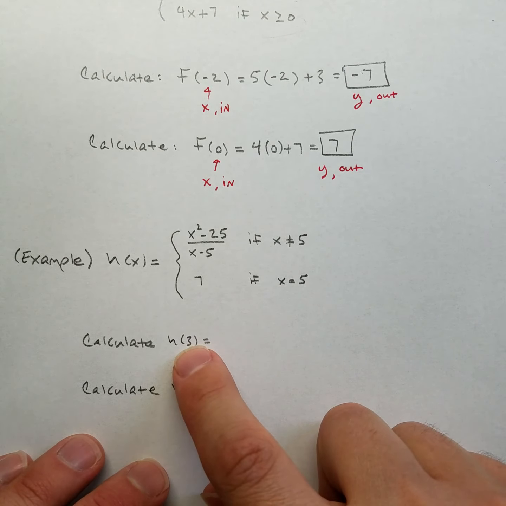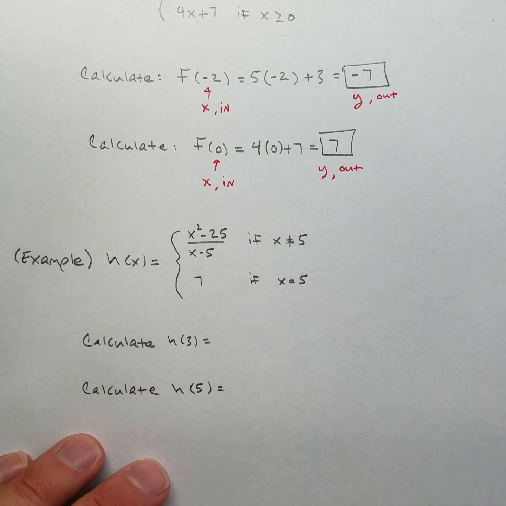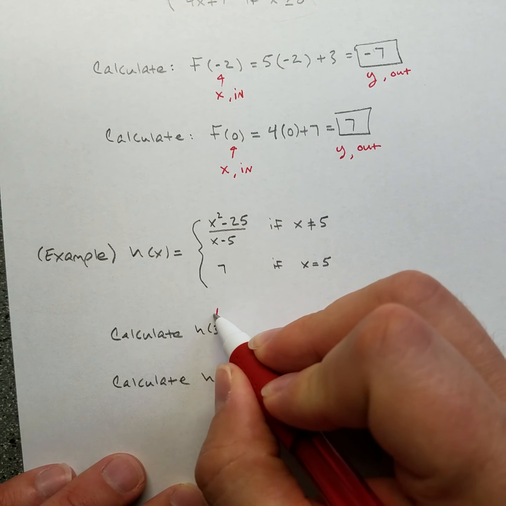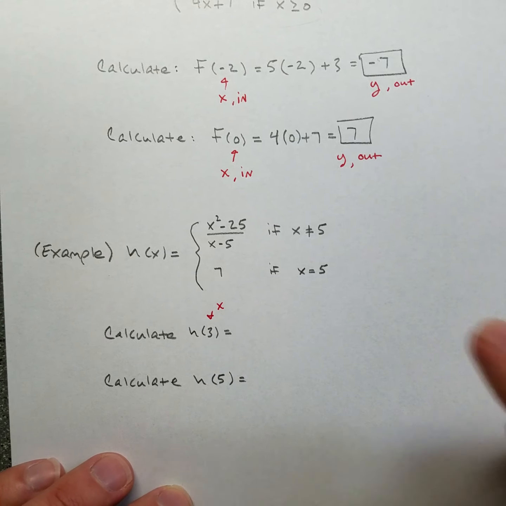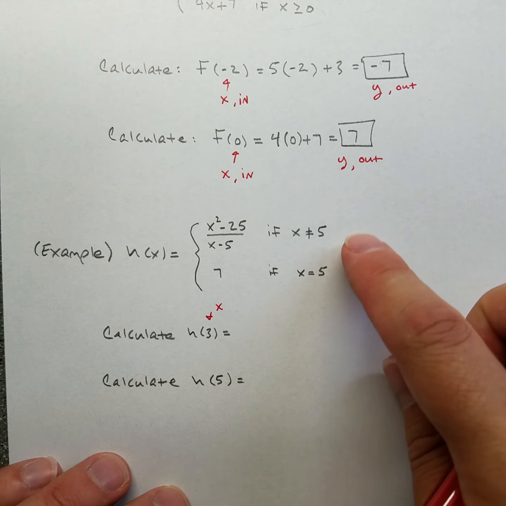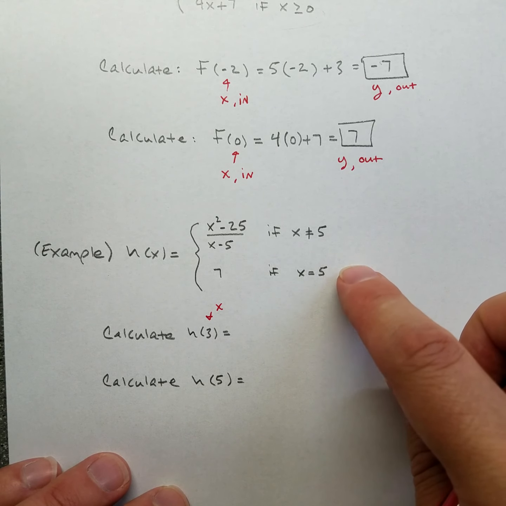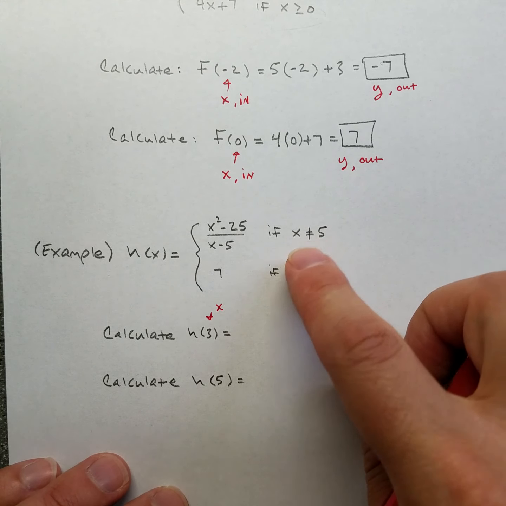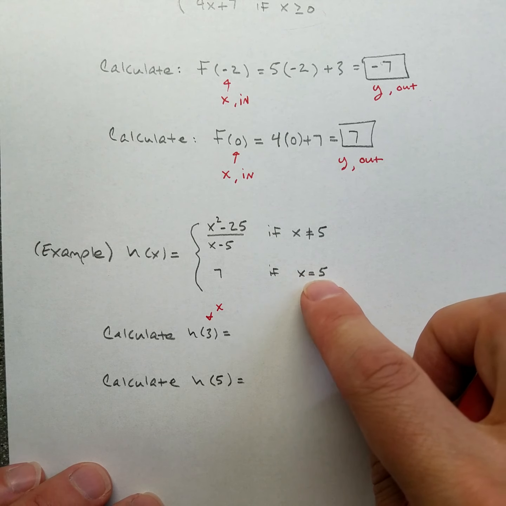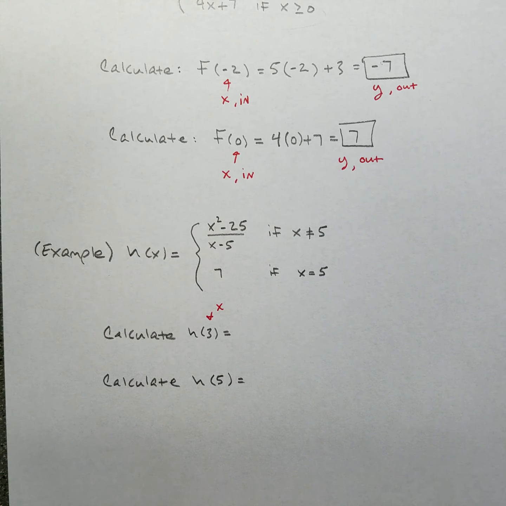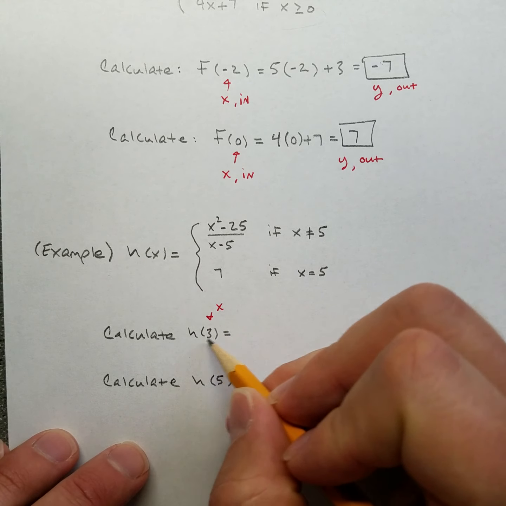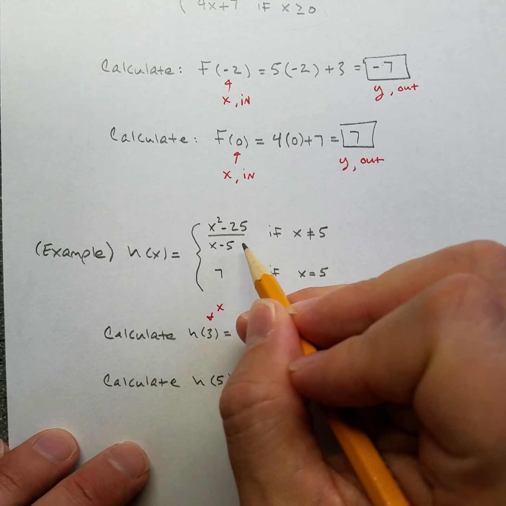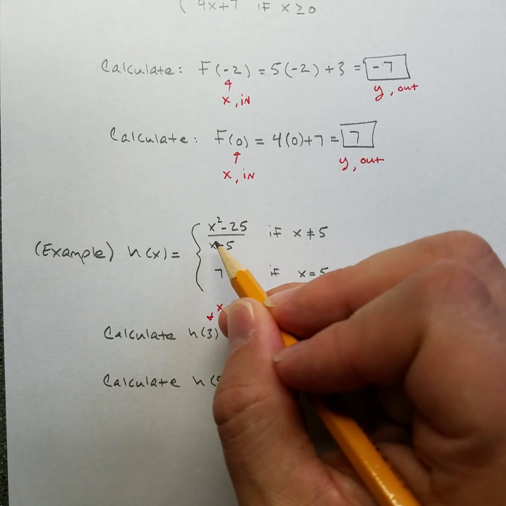So here, h of 3. 3 is the input. If 3 were the x, which one of these conditions does that satisfy? Is 3 not equal to 5, or is 3 equal to 5? I hope you don't think 3 is equal to 5. It's not. So that input satisfies this condition, and that's the formula that we use to get the answer.